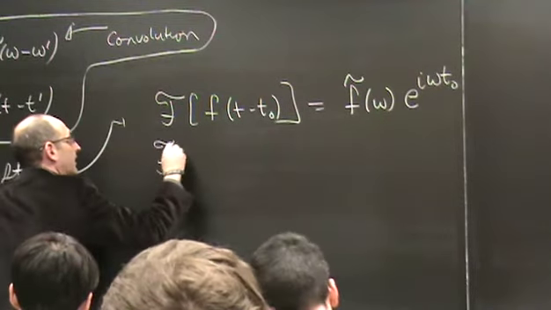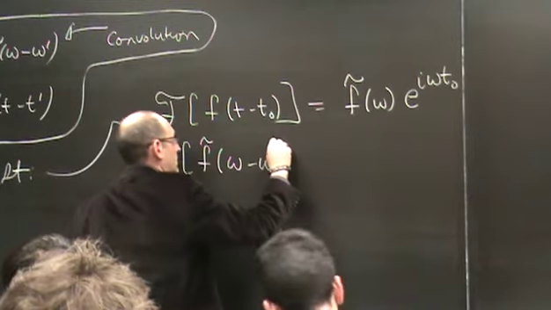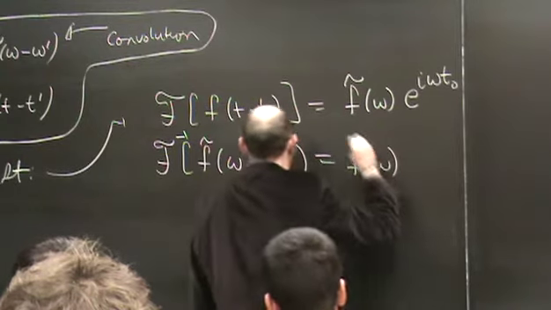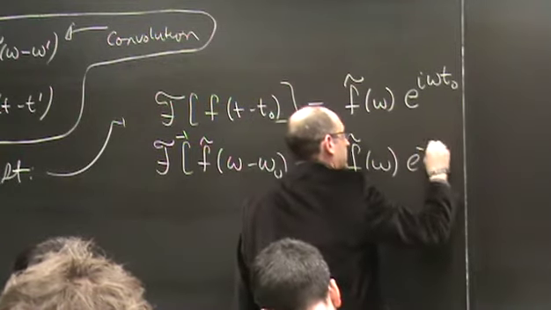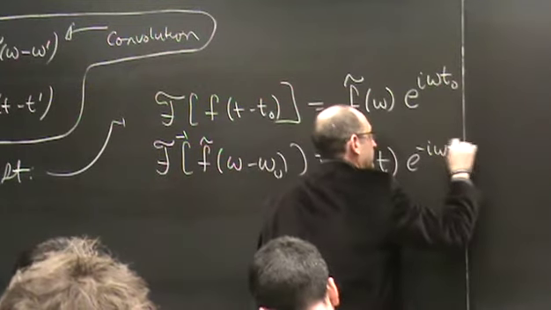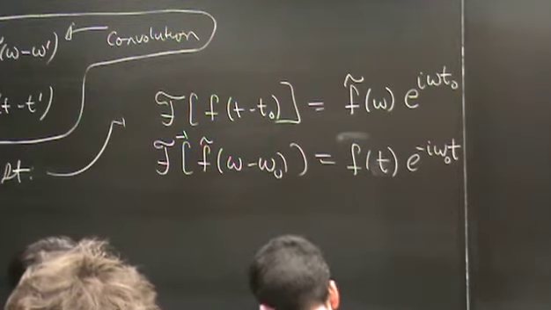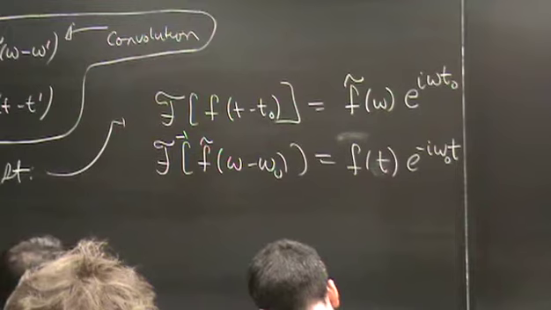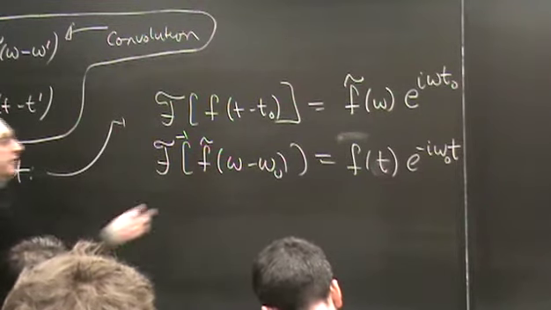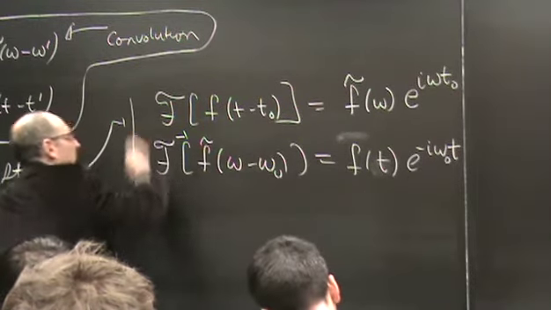And similarly, if I shift the spectrum, then the inverse Fourier transform is a phase shifted version of the signal. So a shift in the time domain is a phase shift in the frequency domain and vice versa. A shift in the frequency domain is a phase shift in the time domain.